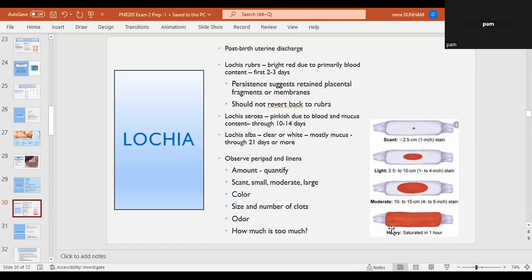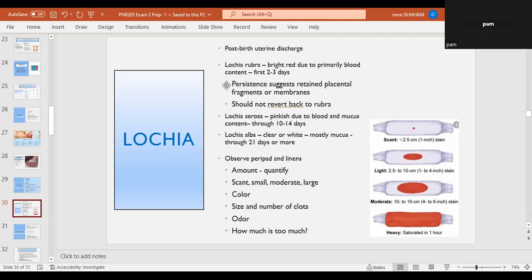So you can see how this really helps to have this down pat, where you have light, from like 2.5 to 10 centimeters here. Okay, so that's from 1 to 4 inches. All right, and that's a big Kotex pad. And then here you have scant. That's like 1 inch. So this would help quantify what kind of bleeding you have. So that helps the doctor to know what he needs to do.